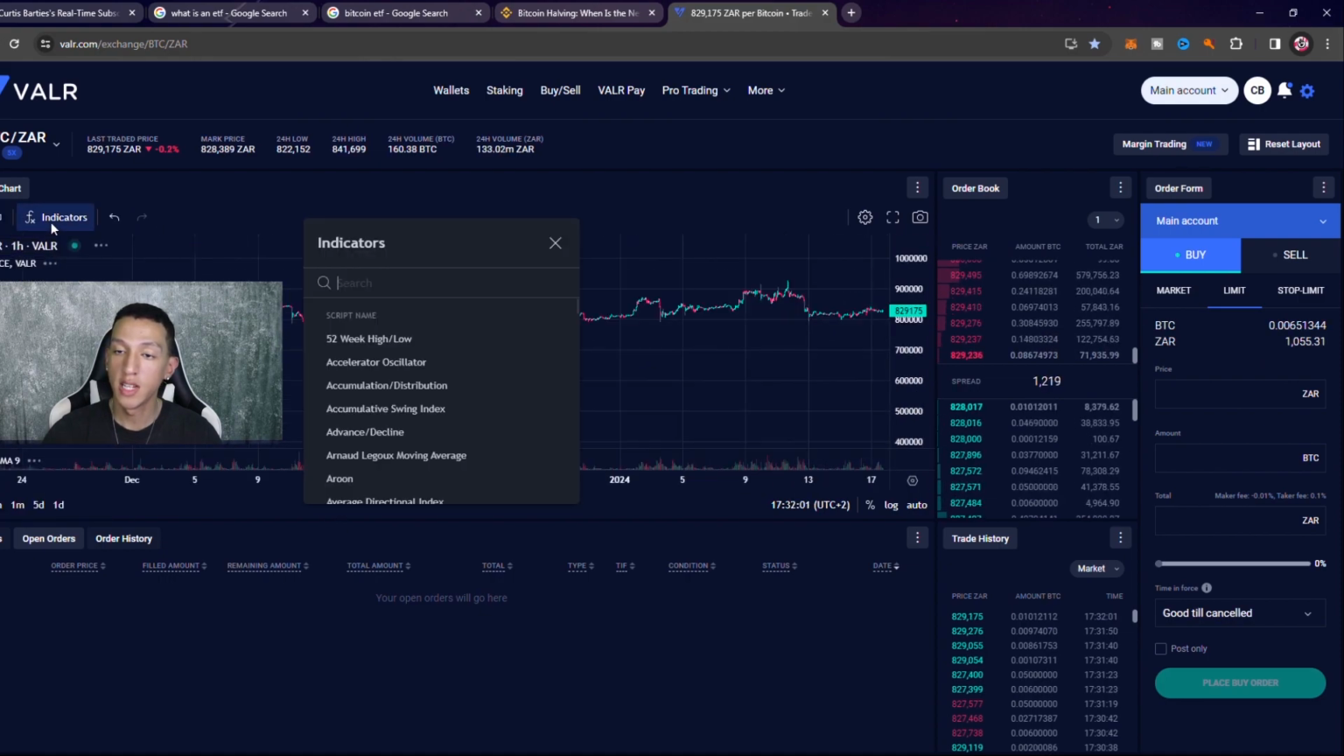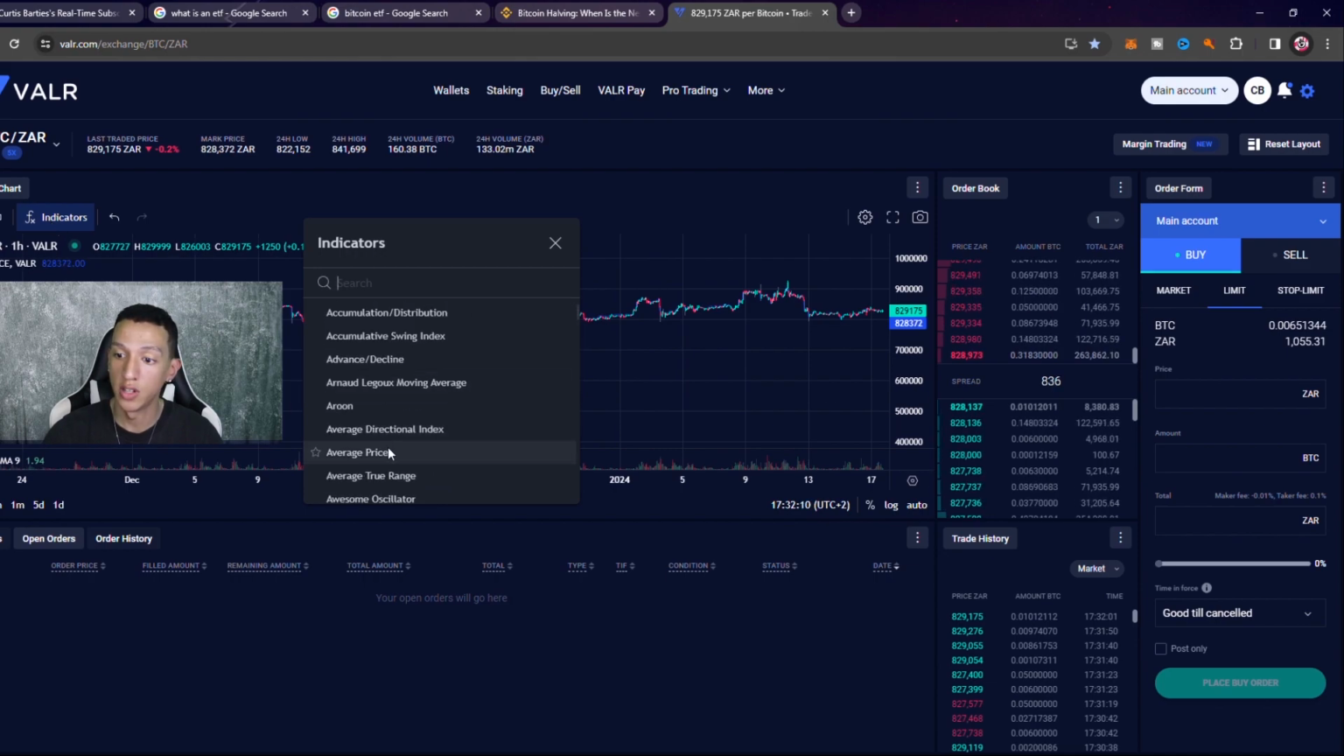Here we've got indicators. Indicators basically just help you better predict the price of Bitcoin or any other form of trading. So you can see there's your moving average and so on and so on. But I'm not getting into a trading video, just basically understanding the platform that is VALR. So here we can see there's more.